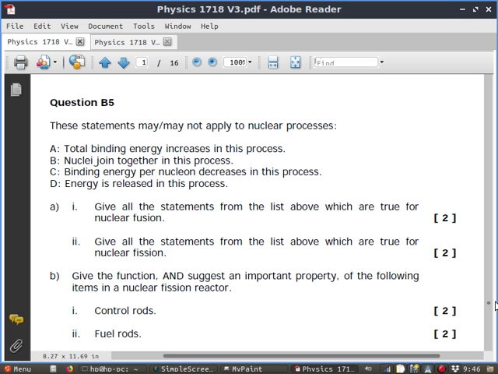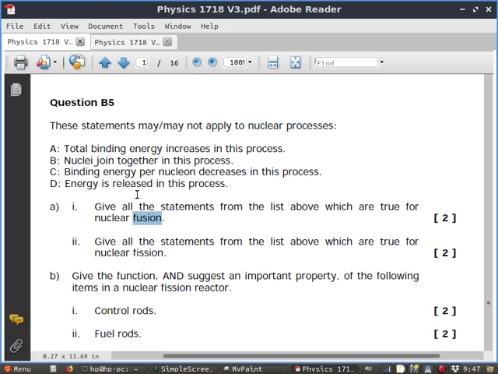We'll practice more. So, this is B5. What they've done here is a little different this year. They've given you 4 statements, and you say which are true or false for fusion. Now, which one is fusion? Is it you smash the isotopes together, or you put them together? Yes, okay. So, first one.